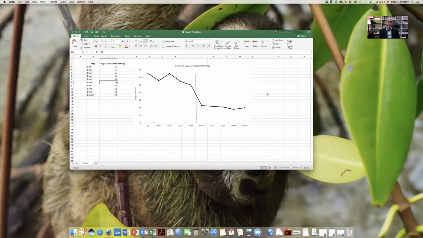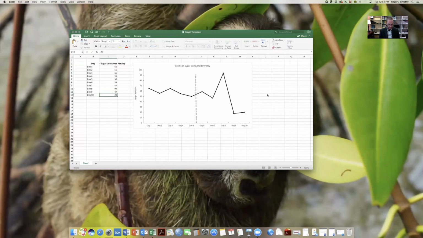So let's see how this data would look if the data did not support the prediction. So here, neither of those criteria are met. There is no notable obvious change when the intervention is applied, and no change that's maintained then throughout the entire intervention phase.